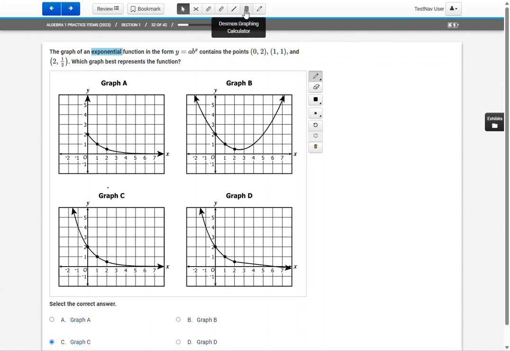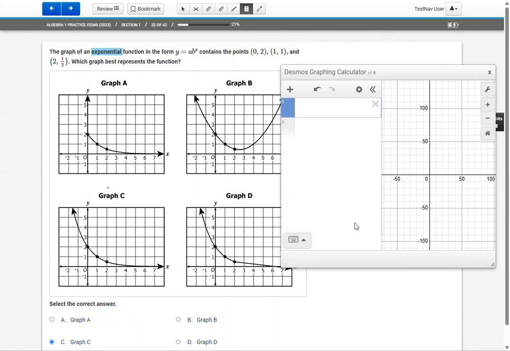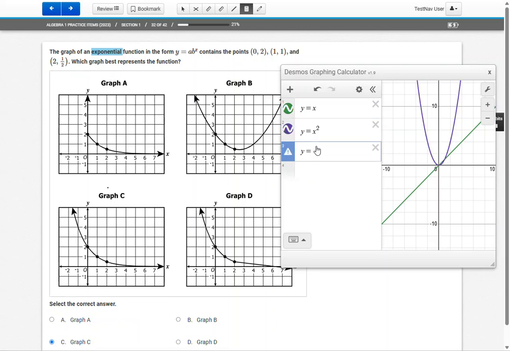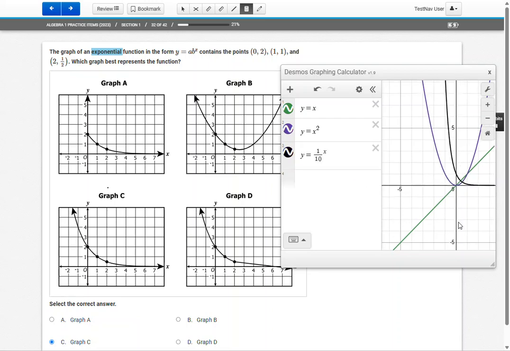You have to know what each of the graphs that we studied in Algebra 1 look like. We studied linear functions, which look like this, y equals x. We studied quadratic functions, which is y equals x squared. They're parabolas. And we also studied exponential functions, a to the power of x. We need some value for a, so I'll just put 10 to the power of x. Or let me make it look more like our answer choice, 1 over 10.